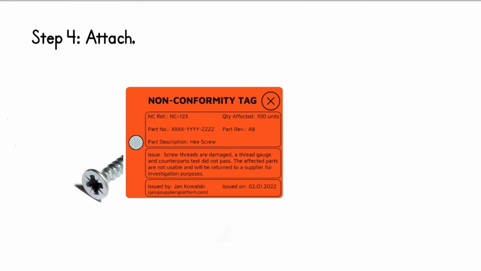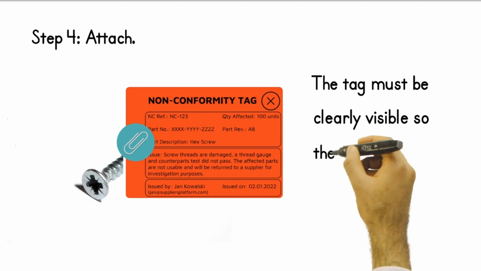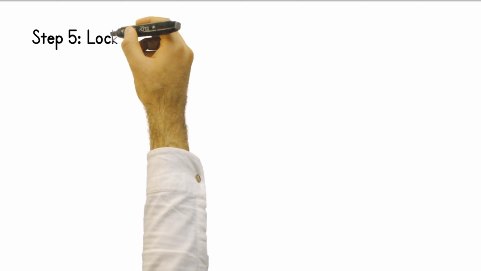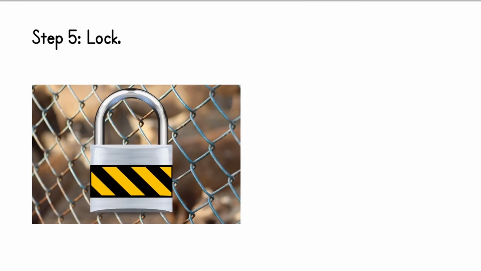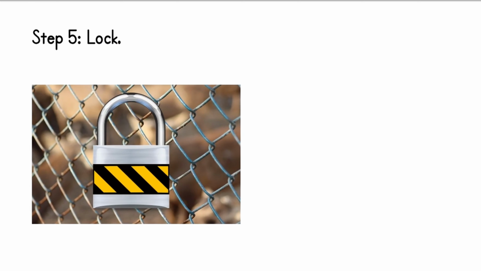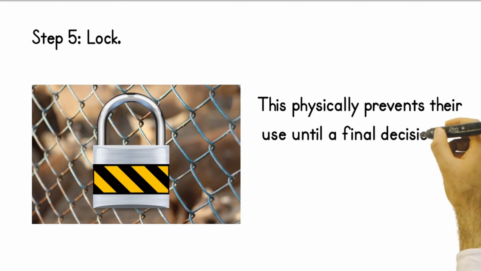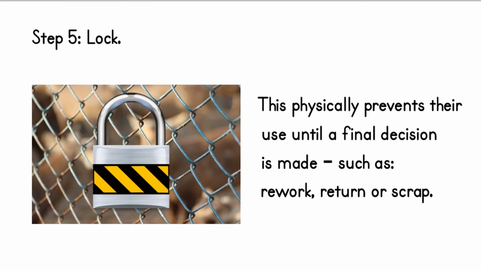Step 4. Attach. Attach the non-conformity tag directly to the affected part or container. The tag must be clearly visible so there's no risk of accidental use. Step 5. Lock. Finally, move, separate, and lock the non-conforming parts in the quarantine zone. This physically prevents their use until a final decision is made, such as rework, return, or scrap.